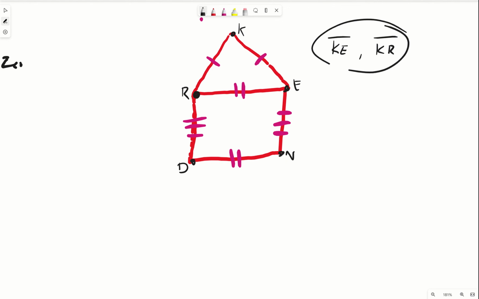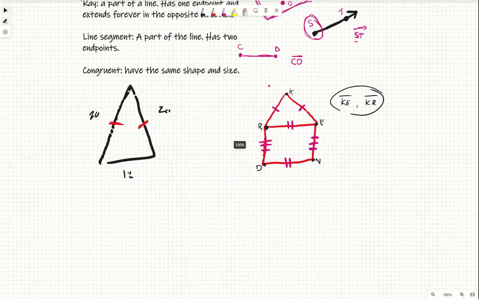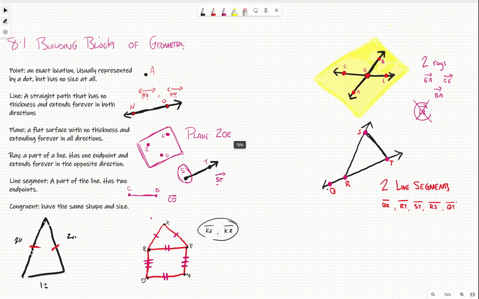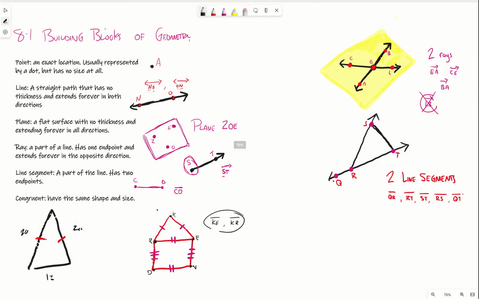All right, that is our lesson. That is our building blocks of geometry. We've got points, lines, planes, rays, line segments, congruency, all the things, and we will talk more about these aspects of geometry as we continue going through.